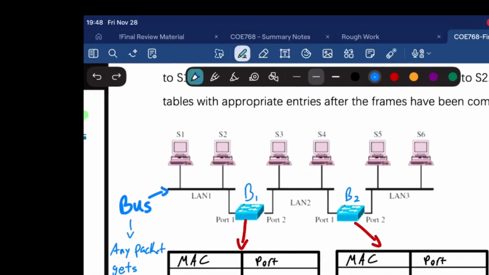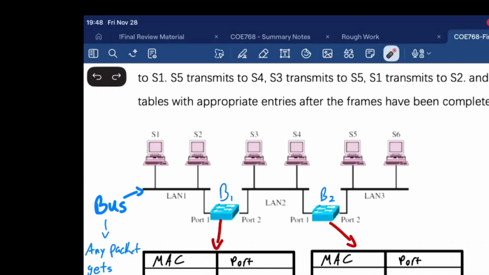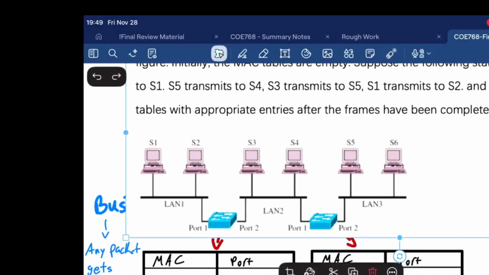So if we zoom in on this question a little bit closer, we can see that between each of the two computers side by side, there is a solid black line, and we assume that this is a bus. Just to clarify what it means, any packet that lands on this bus gets broadcasted and sent to all available nodes connected to it. So a packet coming out from B1 will go into B2 and also S2 and S1.